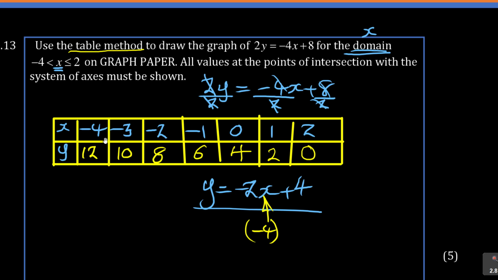It says use the table method. So that's what they wanted. But please don't forget, you needed to divide first by 2. That's a very important one that they would catch me there. So that you don't find yourself saying -4 bracket, you put -4 plus 8, forgetting that the 2y is not y there, it's actually 2y.